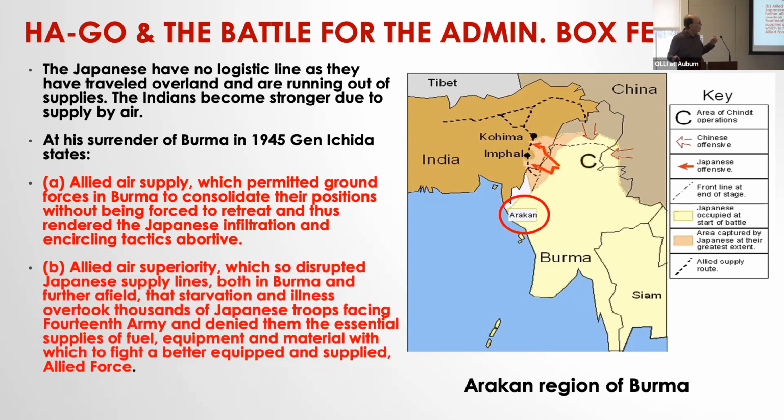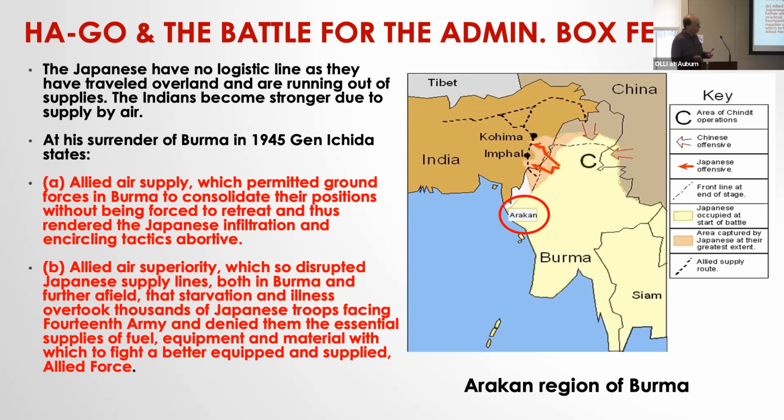He says this too. He goes, Allied air superiority, which so disrupted Japanese supply lines. This is attacking the Japanese with air power, both in Burma and further afield, that starvation and illness overtook thousands of Japanese troops facing 14th Army and denied them the essential supplies of fuel, equipment, and material with which to fight a better equipped and supplied Allied force. So air power is going to be absolutely critical in this front and again on the Asian mainland.